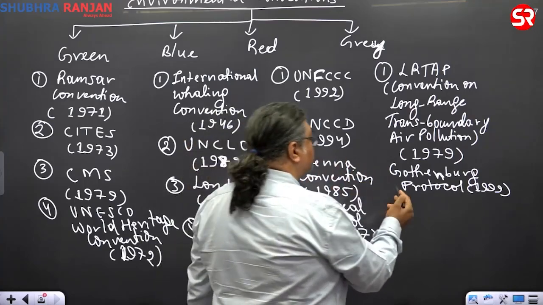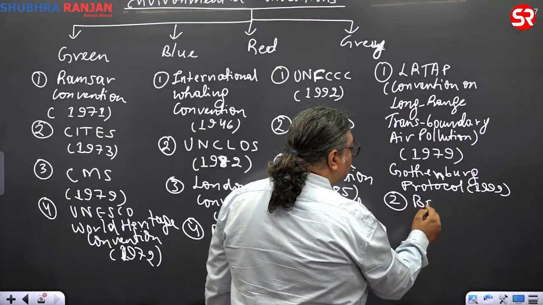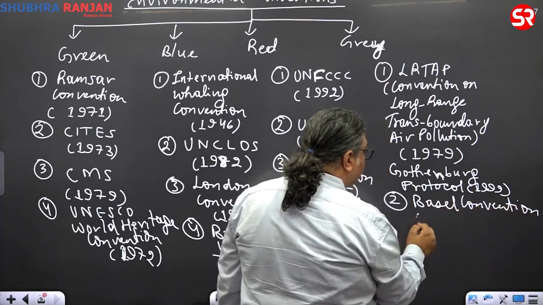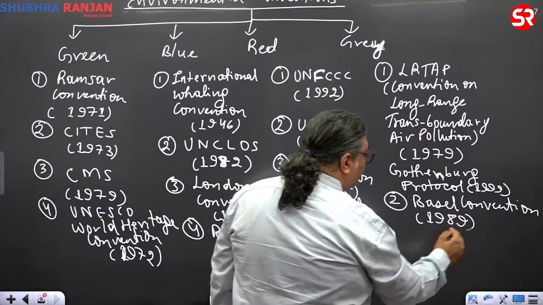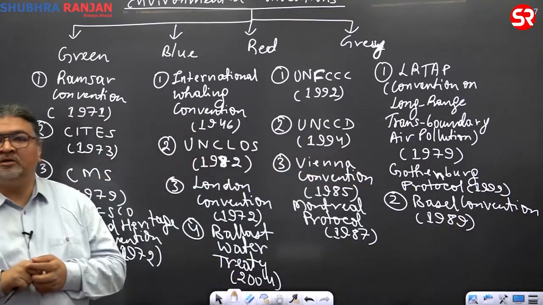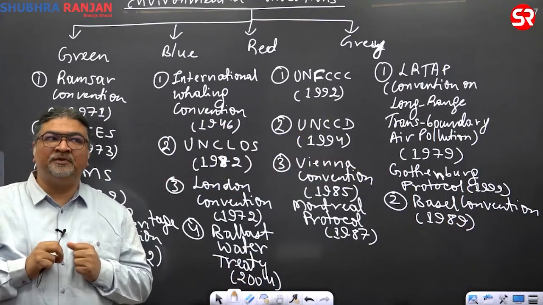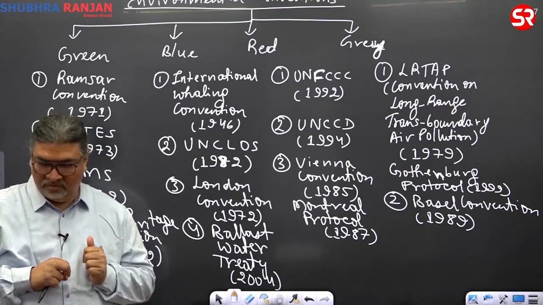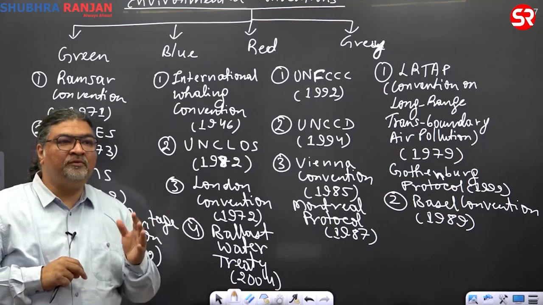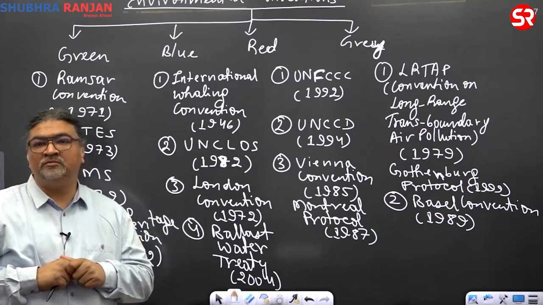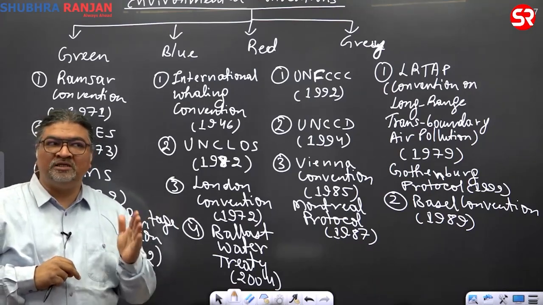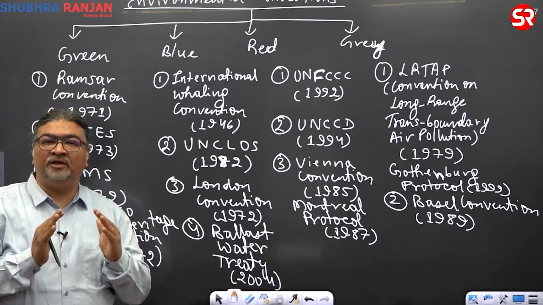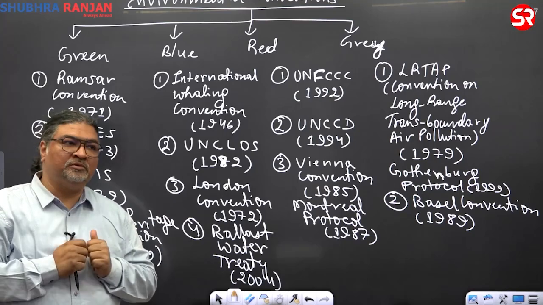Now another very, very important one, Basel. The Basel Convention is 1989. When was Basel brought? 1989. Now what does Basel deal with? Transboundary movement of hazardous waste. Any movement of hazardous waste from one country to another. We'll be seeing it in the classroom, but here I'm just highlighting it. Transboundary movement means import and export.